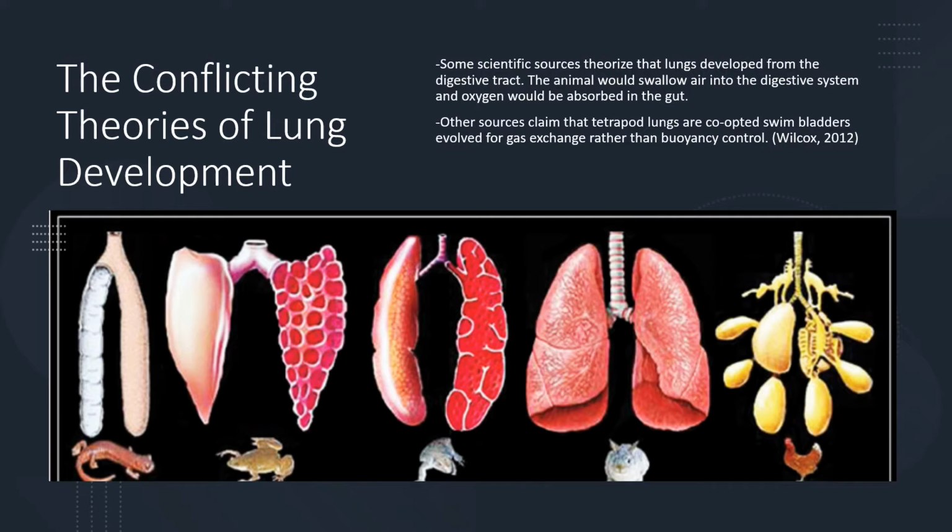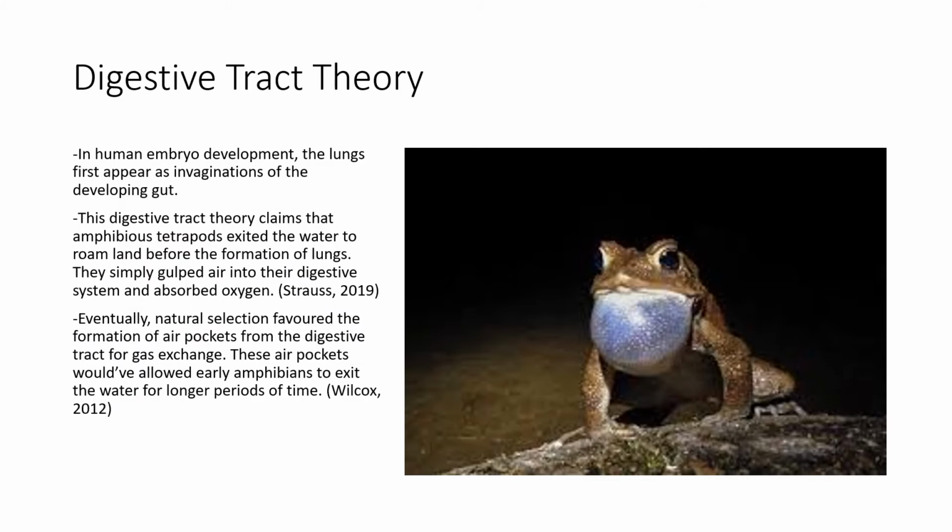So certain scientific sources theorize that lungs develop from the digestive tract. So this would mean the animal swallows air into the gut, and that's where oxygen is absorbed from, and eventually this would transform into lungs. And other sources claim that tetrapod lungs are co-opted swim bladders evolved for gas exchange rather than buoyancy control. And I will explain both of these theories, and they're both pretty interesting. Digestive tract theory.